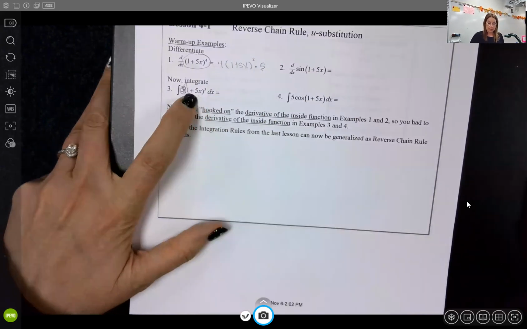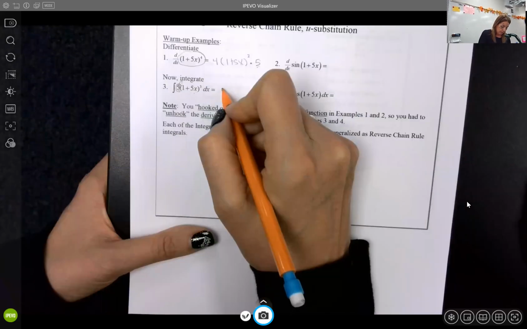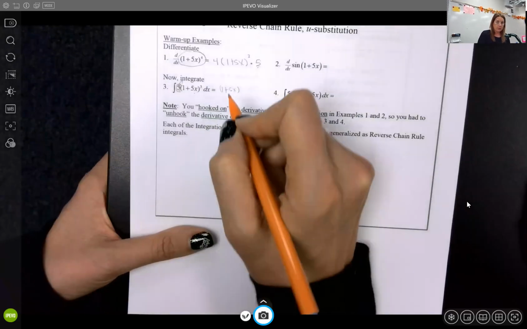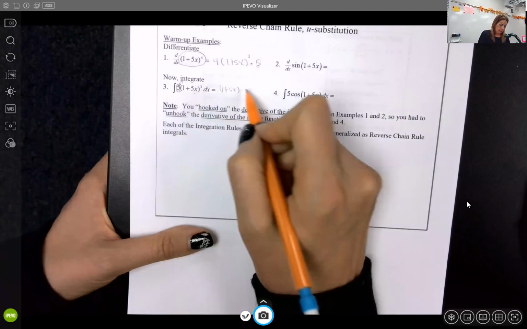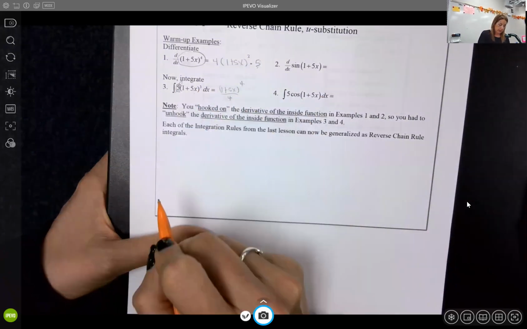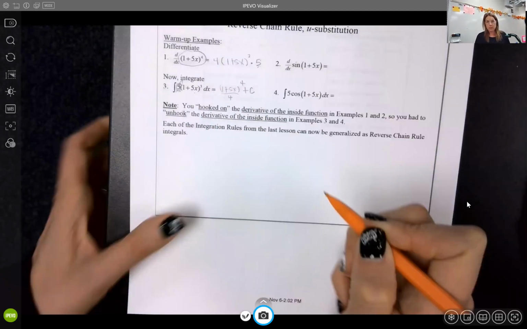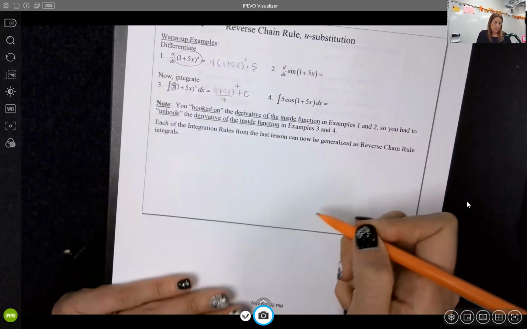So when I do that, I'm just going to say this is going to be 1 plus 5x, raised to the 4th power and divided by 4, because the 5 went away. And then I add c. Of course, we're always remembering our plus c. Okay, so what about on this one?